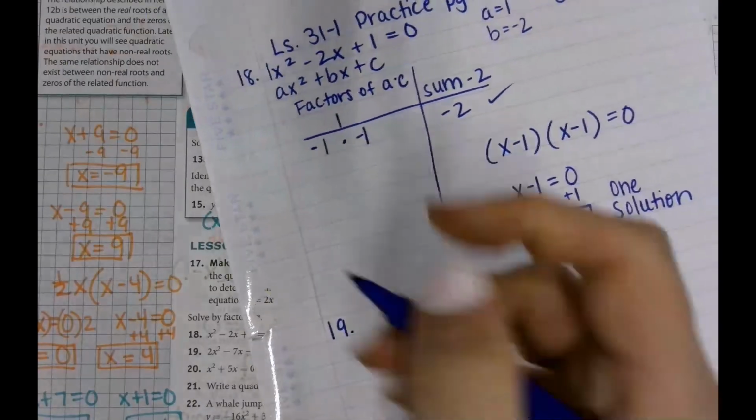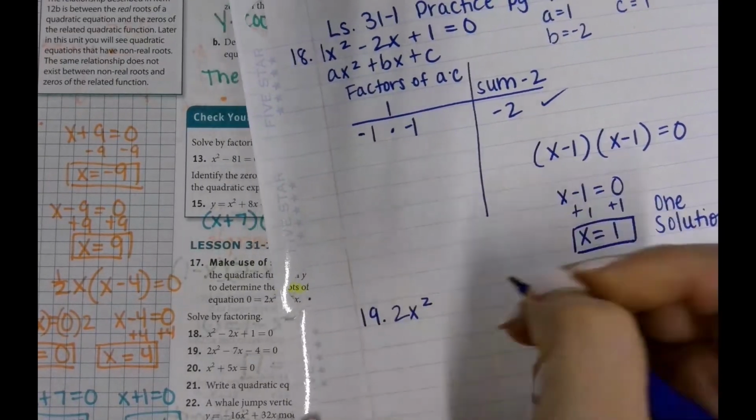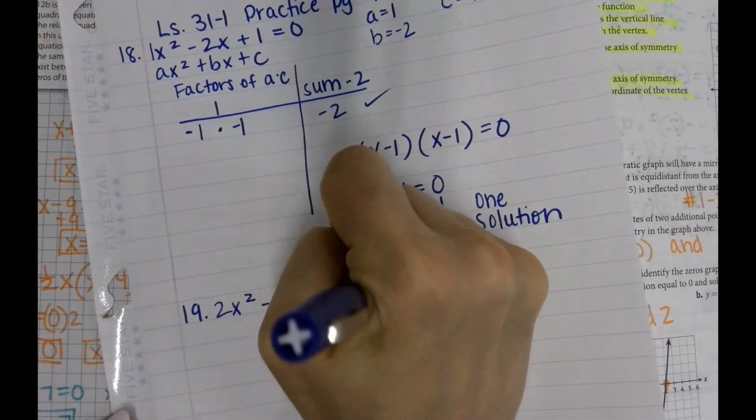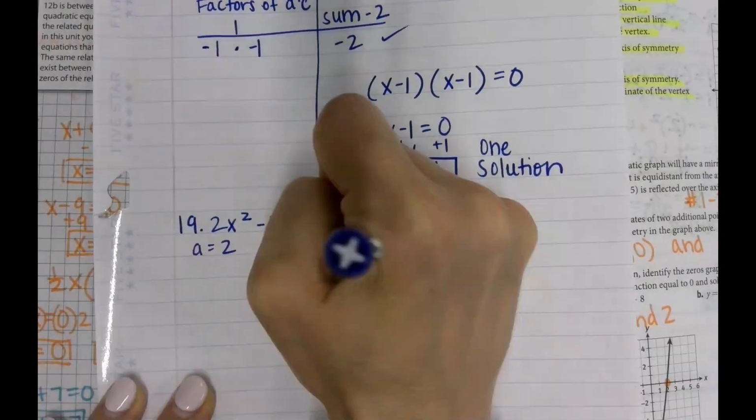All right, so 19 is 2x squared minus 7x minus 4 equals 0. So again, we want factors of a times c. -4, factors of a.